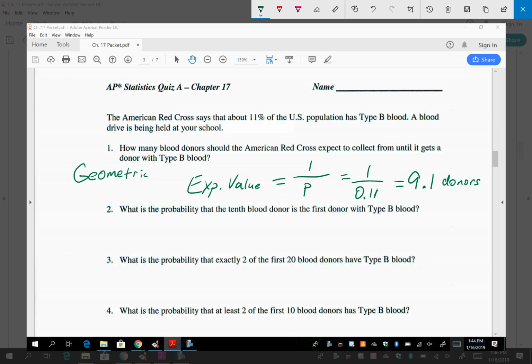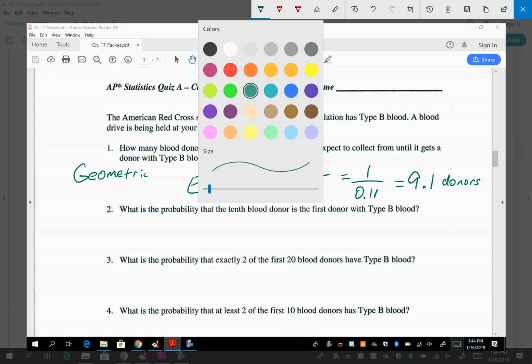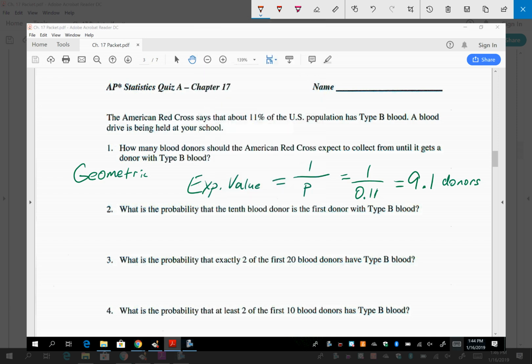Okay. Number 2. What type of model is happening in number 2? Also geometric. This is waiting again. But for this problem, I'm asking for a probability. So I'm going to write down the formula: the probability that our capital X, which is our random variable, in this problem for geometric, that stands for when you're getting your first success. When are we getting our first success? The 10th person. So I'm going to write 10.